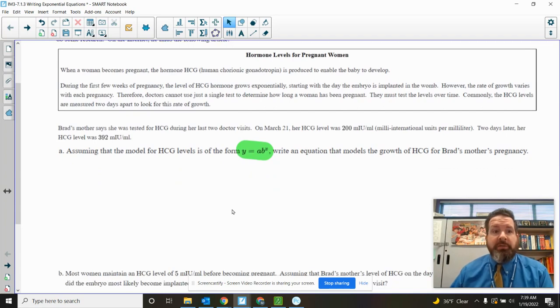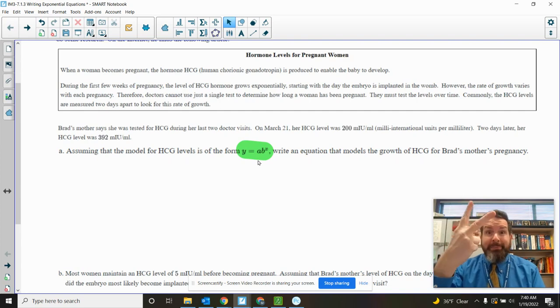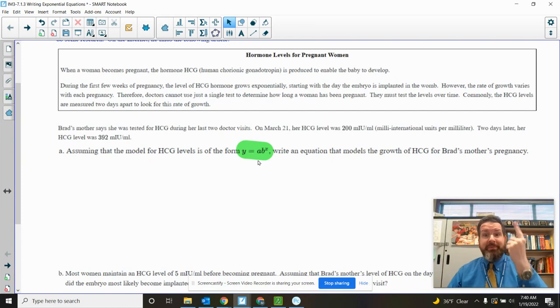So here's the sitch, short for situation. Brad's mother was tested on March 21st. She was at 200 units, and 2 days later, it was up to 392. Believe it or not, that's enough information to figure out what the a and the b need to be. Here's your general math rule: you need to have as many ordered pairs as you have unknowns. I don't know a, I don't know b. That's two things, so I need two ordered pairs. Well, we've got March 21st, and then 2 days later on March 23rd. That's going to be two ordered pairs to work with.